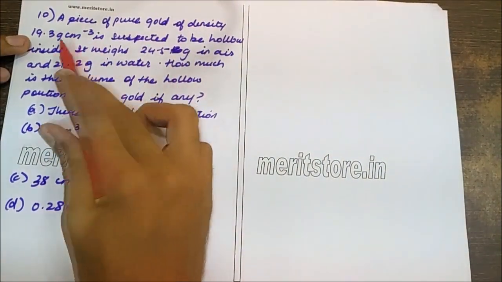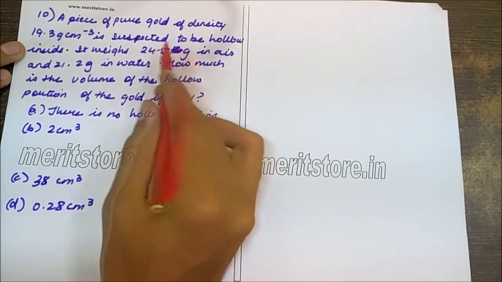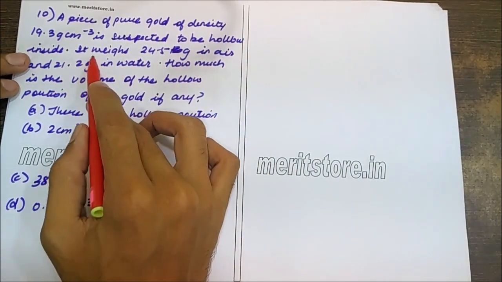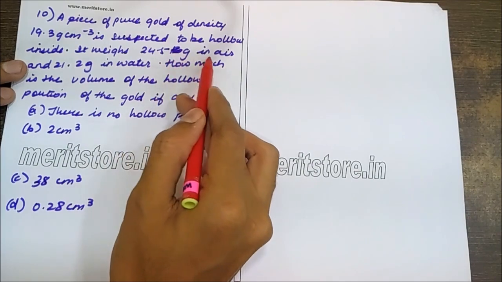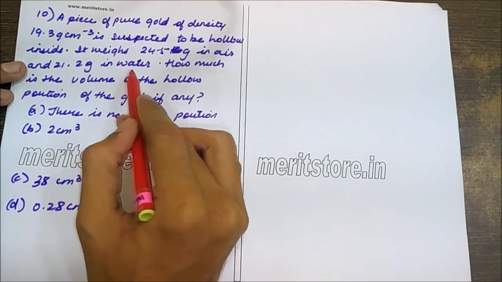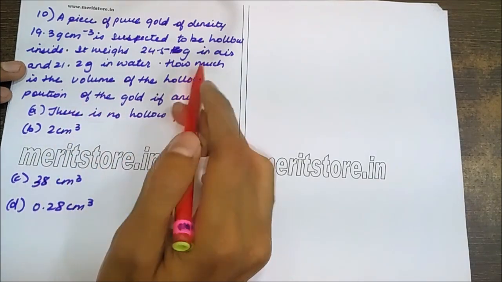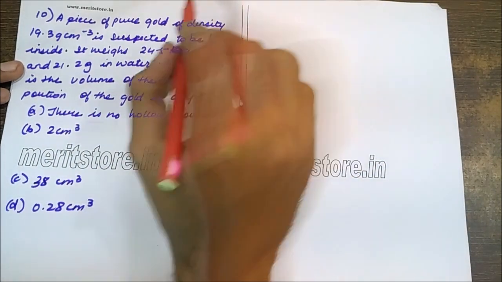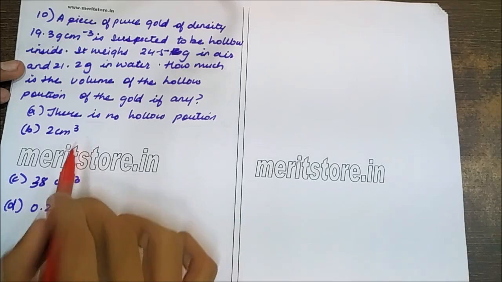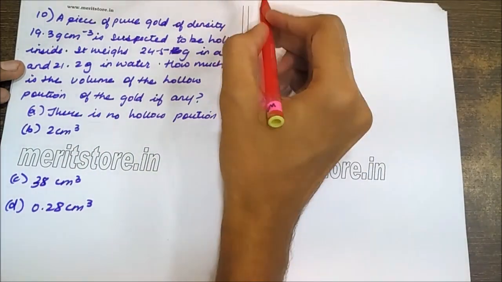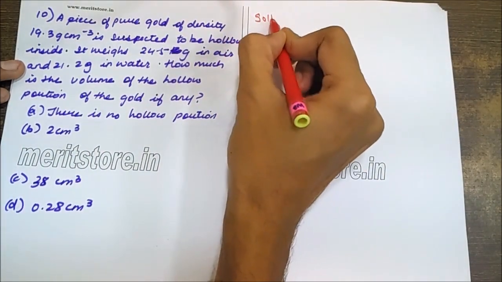A piece of pure gold of density 19.3 is suspended, with hollows inside. It weighs 24.5 grams in air and 21.2 in water. How much is the volume of the hollow portion of the gold? The options are: there is no hollow portion, 2 centimeter cube, 38 centimeter cube, or 0.28 centimeter cube.